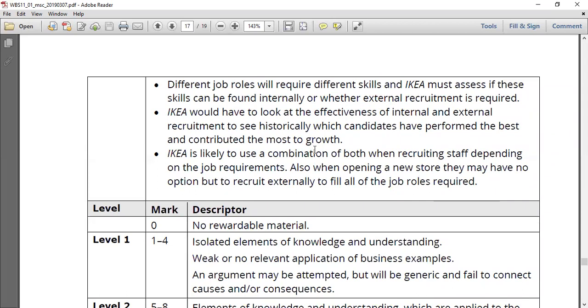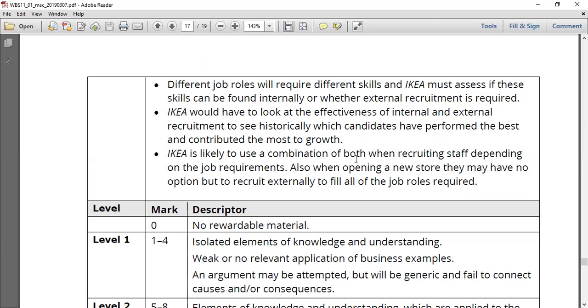Right? So that's the thing. So, kind of a conclusion, they should look at the historical figures. They have a huge history, right? And then they should see the historical figures, like how candidates perform, which candidates have performed well, internal candidates or external candidates, for their growth. And finally, you can see the conclusion.